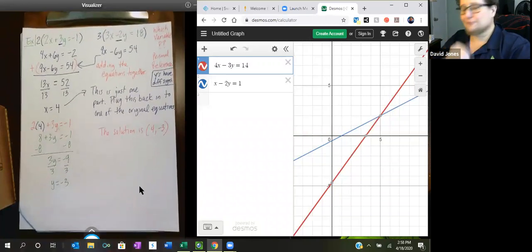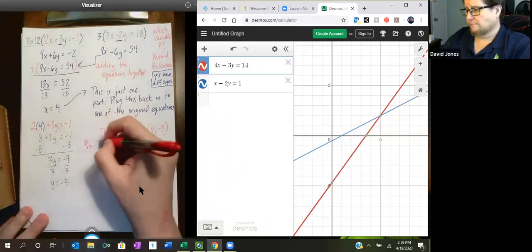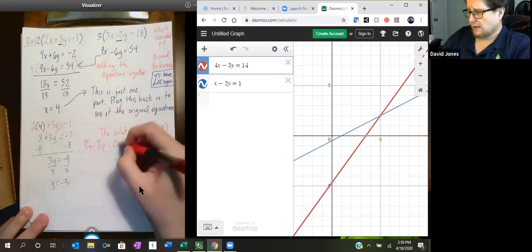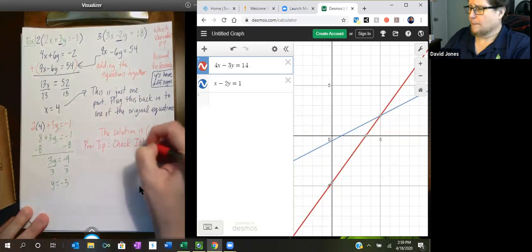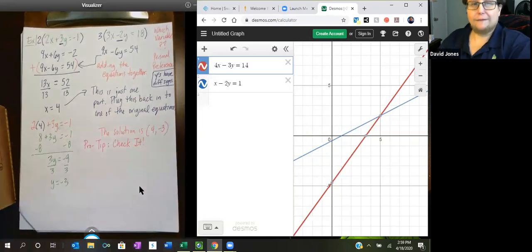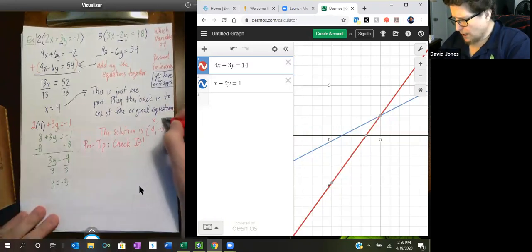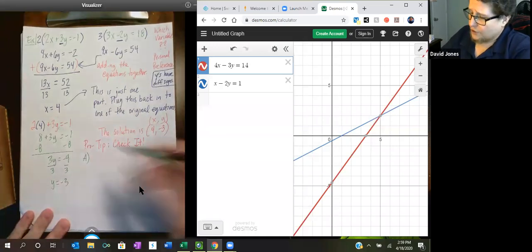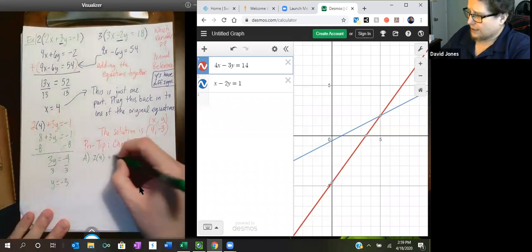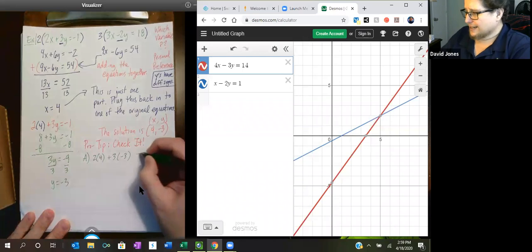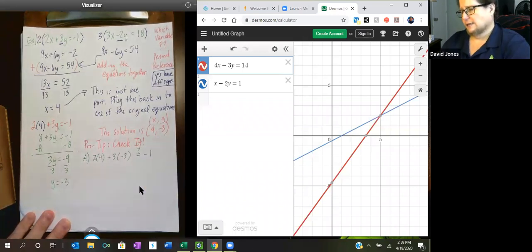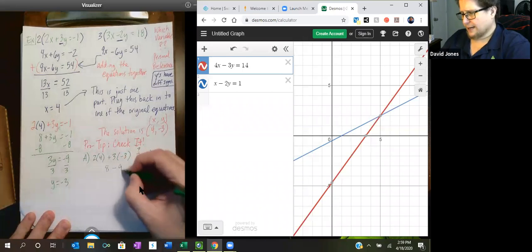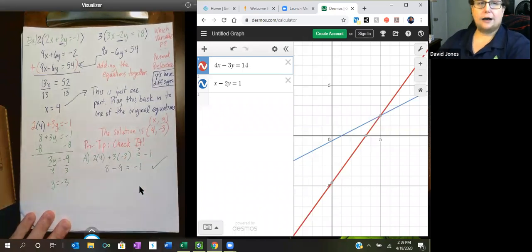You know what? It's really easy to check. Pro tip, check them. If it works in both equations, then you know you have the right one. So this is my x value, that's my y value. In equation A, I have 2 times 4 plus 3 times -3. Does that equal -1? 8 minus 9 equals -1. Yes, it works in the first equation.